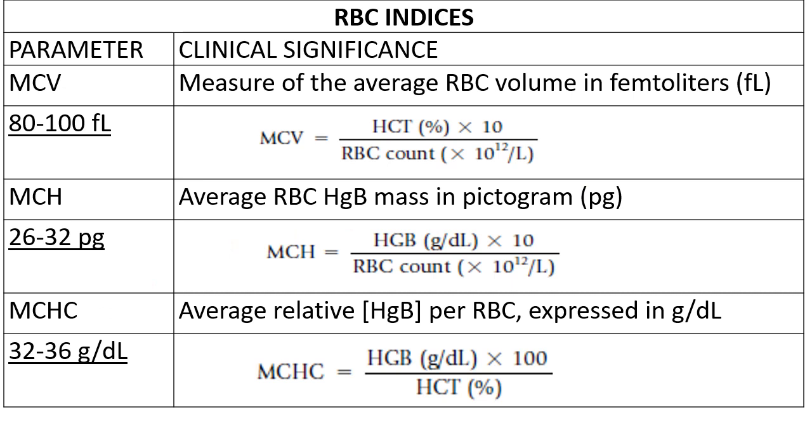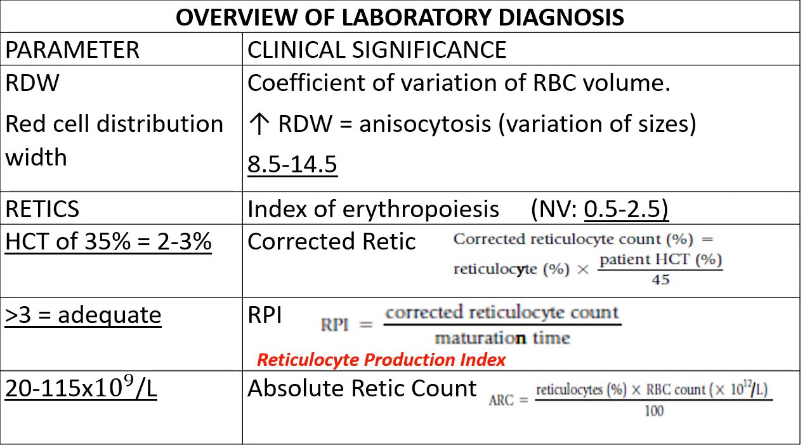Okay. Other parameters for the laboratory diagnosis of anemia, first RDW. Ito, ang pwede lang natin ma-derive na information dito is that if RBC has variable sizes, no? O tinatawag natin anisocytosis. This is the perfect index to know the variation of your RBC volume and size. Anong parameter ang pwede natin gamitin for anisocytosis, aside from RDW? Pwede natin gamitin ang MCV.